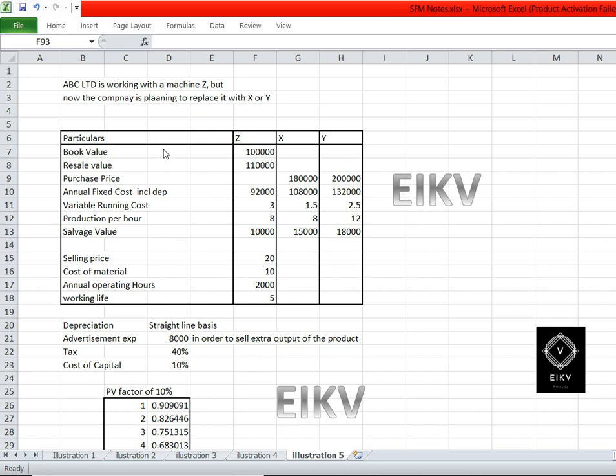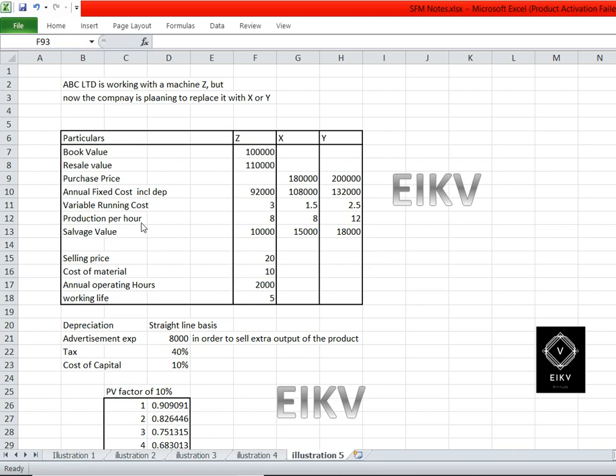For Z, it is given there is a book value of 1 lakh rupees, but the resale price of Z is 1,10,000. The purchase prices of X and Y are 1,80,000 and 2 lakh respectively. Annual fixed costs of the machines are 92,000, 1,08,000, 1,32,000. The variable running costs of the machines are 3, 1.5 and 2.5 per unit. Production per hour is 8 units for machine Z, 8 units for machine X and 12 units for machine Y.